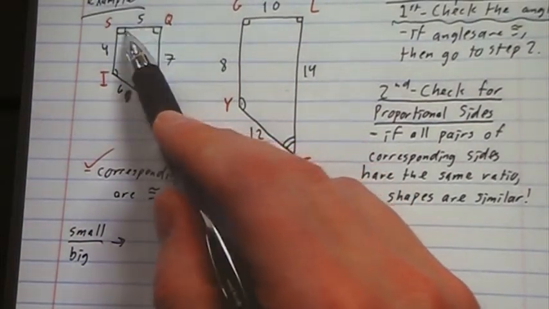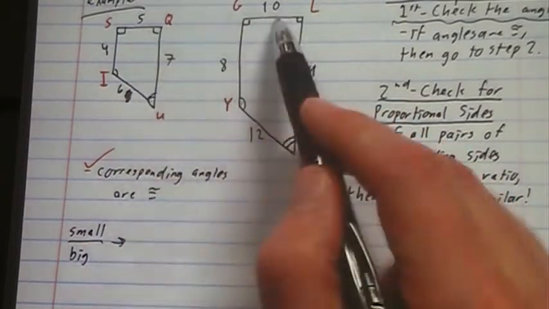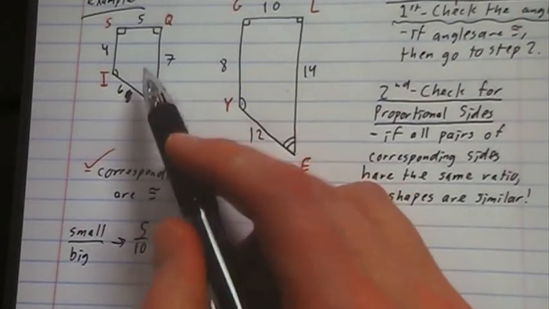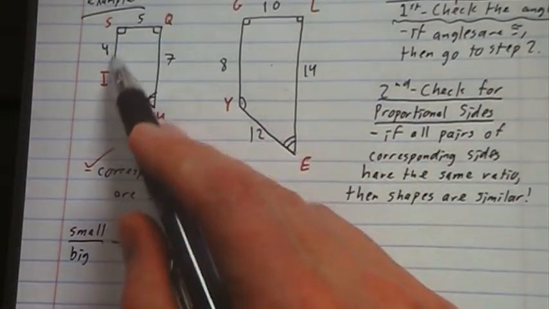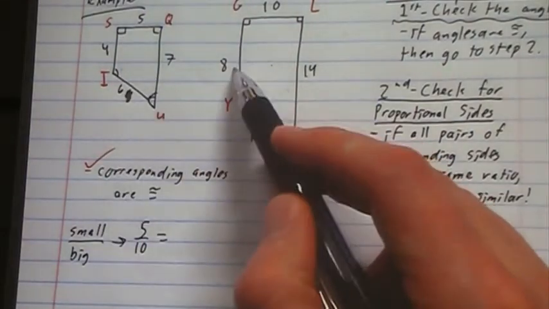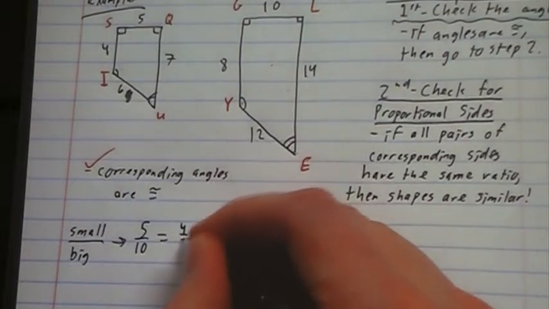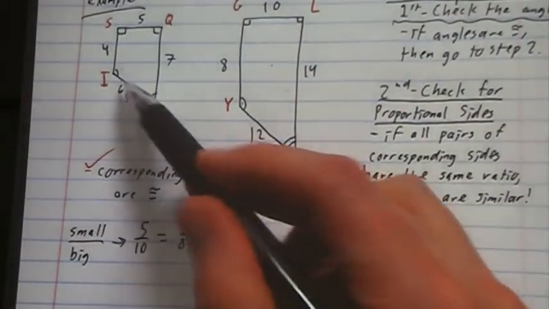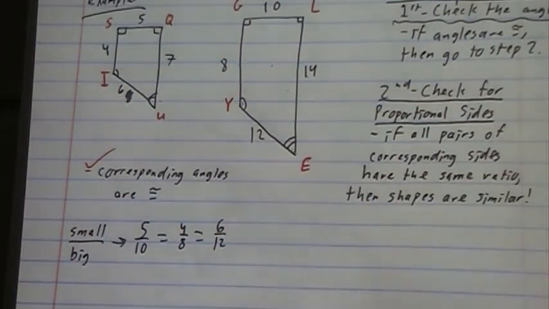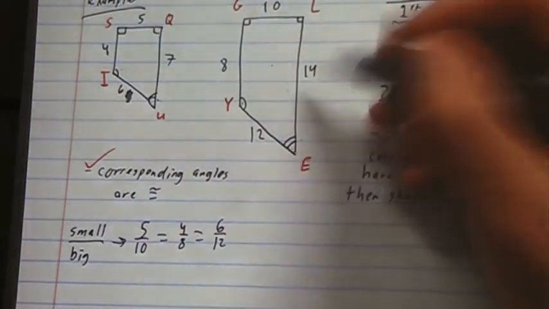So 5 is between the two 90s. 10 is between the two 90s. But 10 is bigger, so we're going to go 5 over 10. Okay, now I've got my small shape over my big shape. Now we'll go maybe 4 over 8. 4 is between 90 and angle 1. 8 is between 90 and angle 1. Those are those corresponding parts that we want to identify. 1, 2, 6 over 12. Boom. And last but not least, 2, 7 over 2, 14.